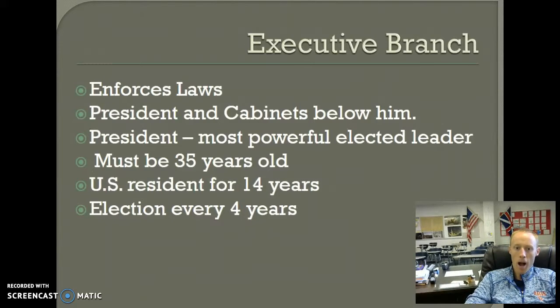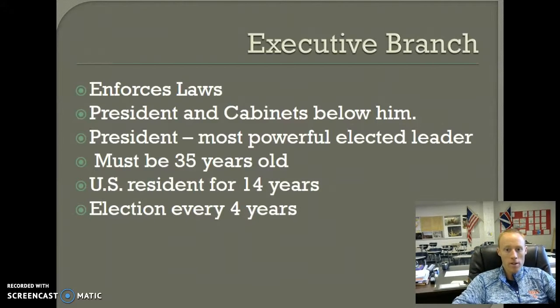Because it's such a big job and such an important job, there are high requirements to be president. You have to be 35 years old. You have to be a U.S. citizen. You have to be a resident who has lived in the United States for 14 straight years. We have an election for the President of the United States every 4 years.